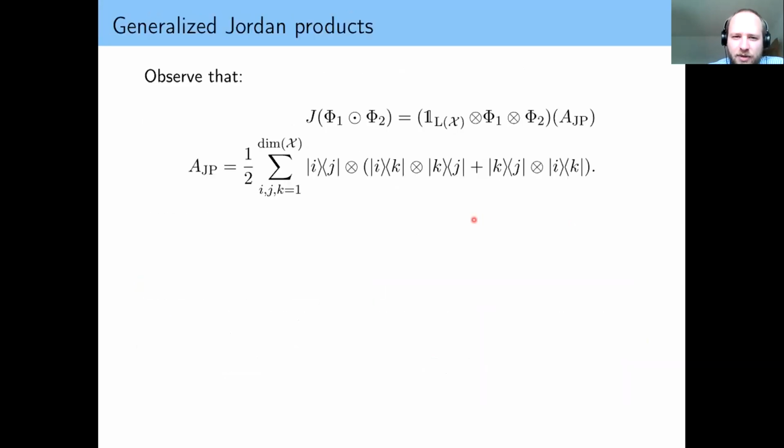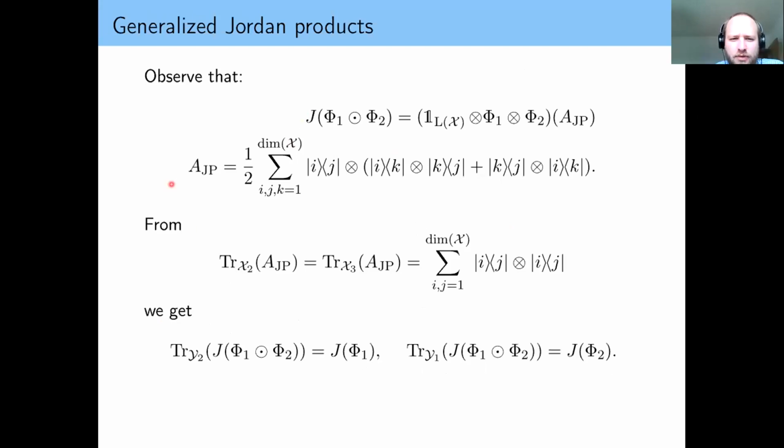And now the interesting thing is that if we want to prove that this Jordan product has the correct marginals, it actually follows from a property of this operator A_JP. Because you can see that if you trace over, for example, the second system, here we get something like I is equal to K, so you get I here, and here we get a similar thing. So you basically get this thing that we see in the inside Choi isomorphism, and it's essentially this and only this property that gives us that the Jordan product has correct marginals.